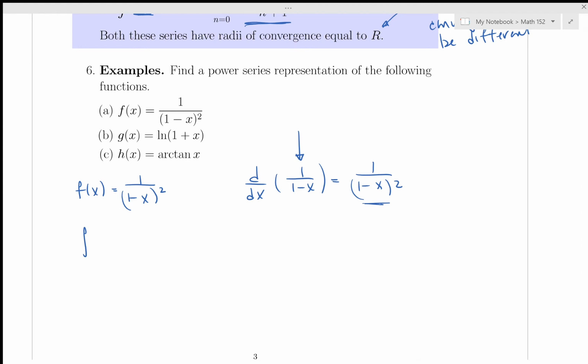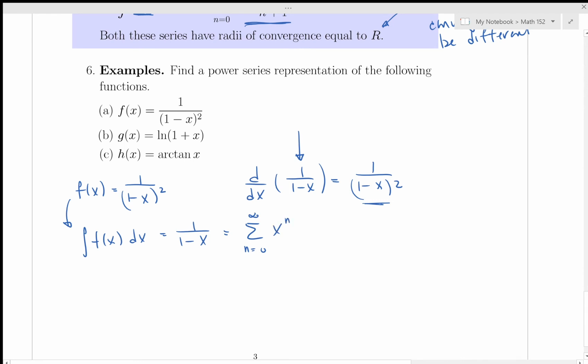So I'm saying here that the integral of f of x dx is equal to 1 over 1 minus x. You can see that falls right there. And I know what the power series representation of 1 over 1 minus x is. That is the sum from n equals 0 to infinity of x to the n.